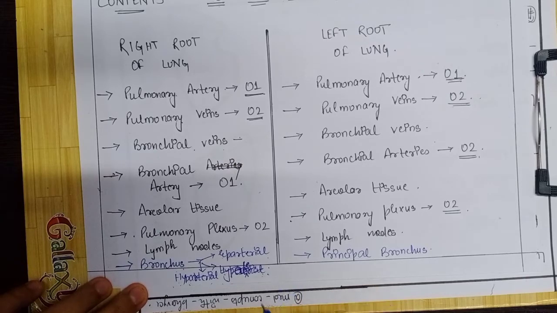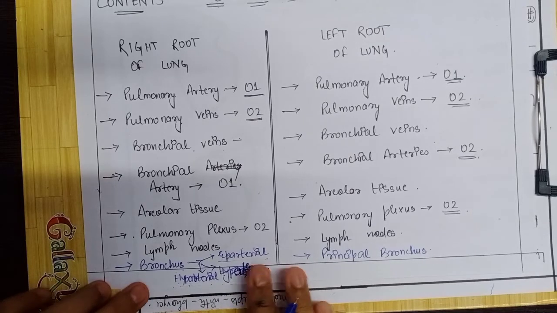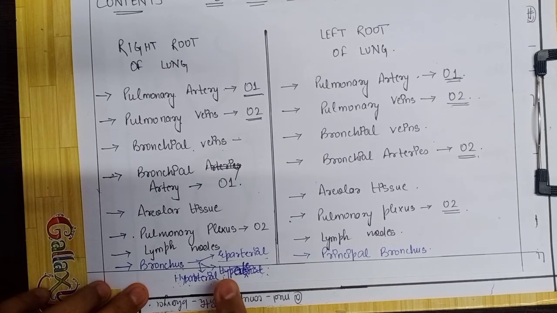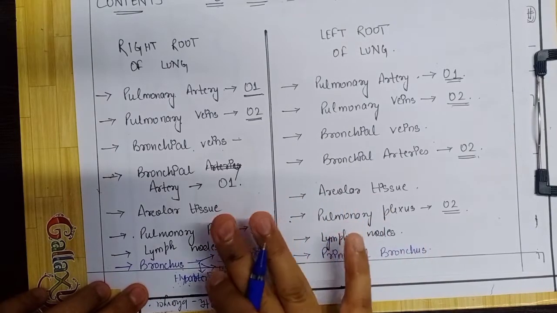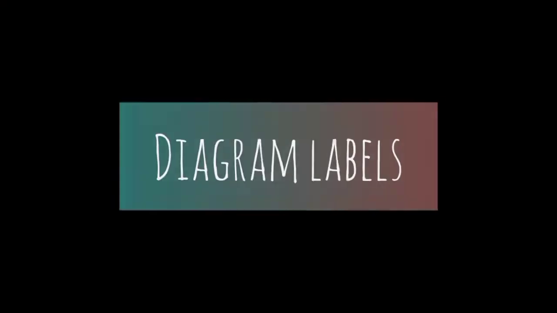Arterial. It is arterial and not atrial. Please remember: eparterial and hyparterial bronchus. So there are two bronchi: the eparterial bronchus, which is present above, and the hyparterial bronchus, which is present below, and this is the right root of lung. So that is all about the content.